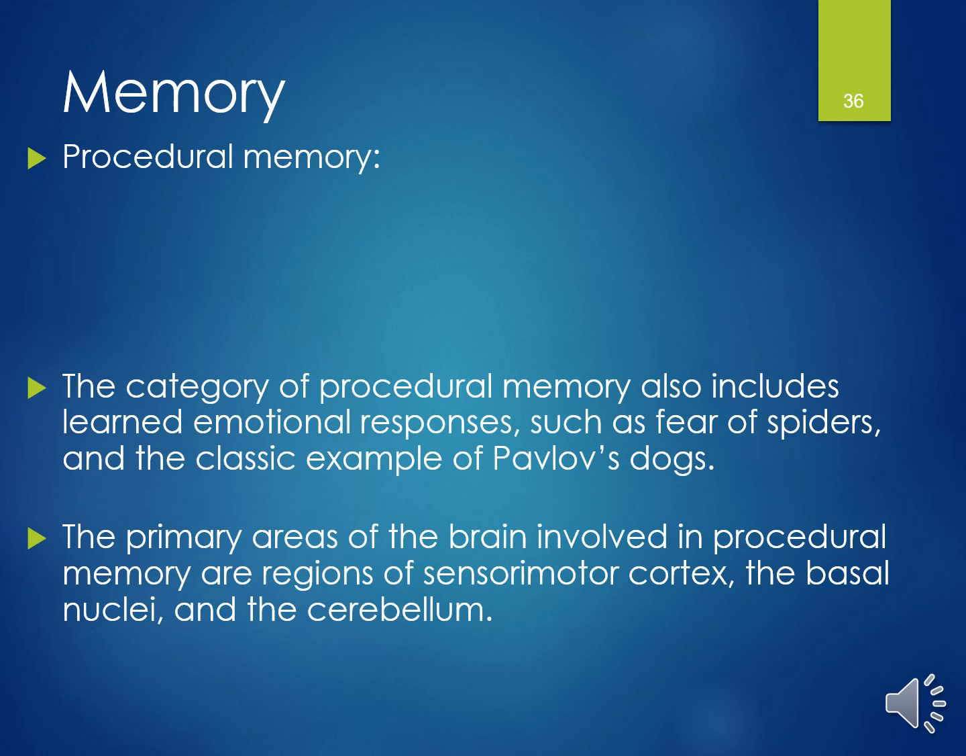Okay, procedural memory can be defined as the memory of how to do things. So, for example, riding a bike.